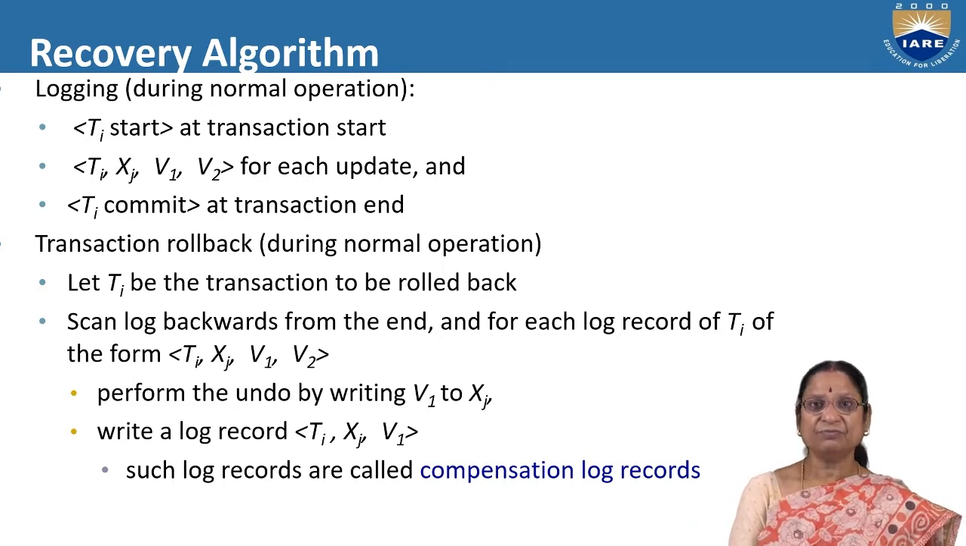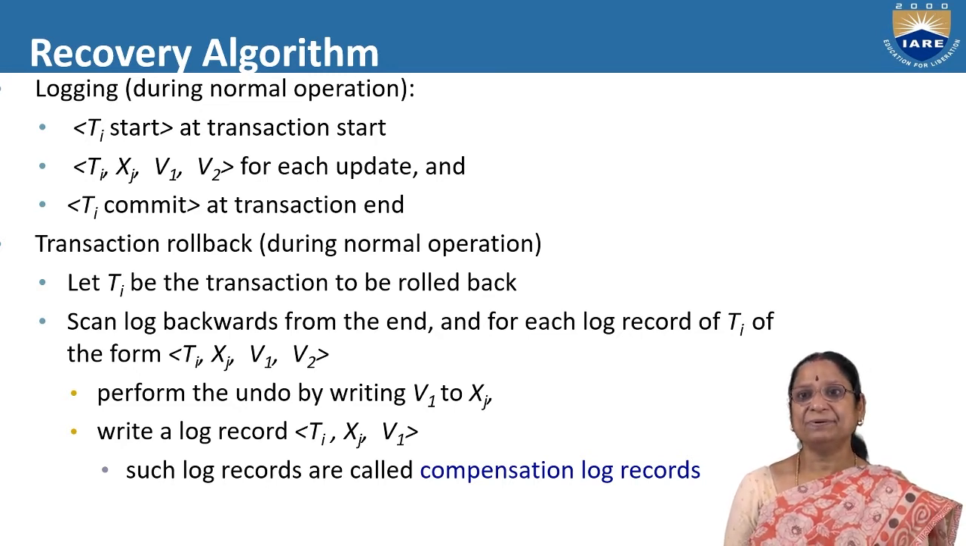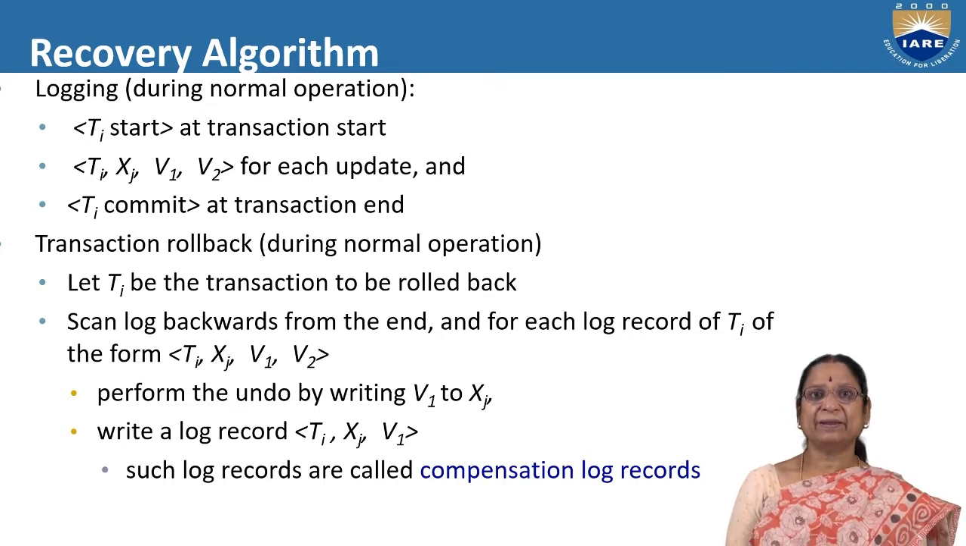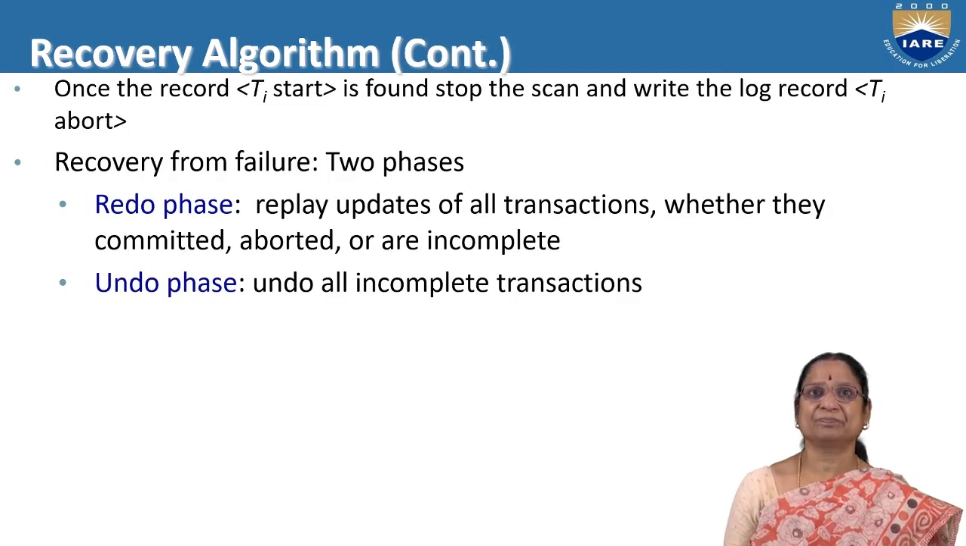Whenever we perform this, the undo operations are performed by writing V1 to Xj, and such log records are called compensation log records. That means when we abort and make rollbacks, additional log records are added. These records are known as compensation log records.